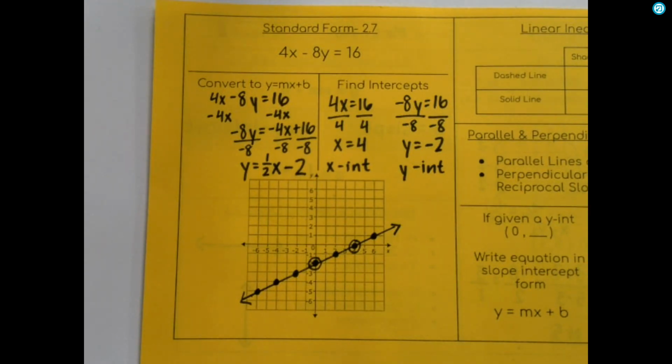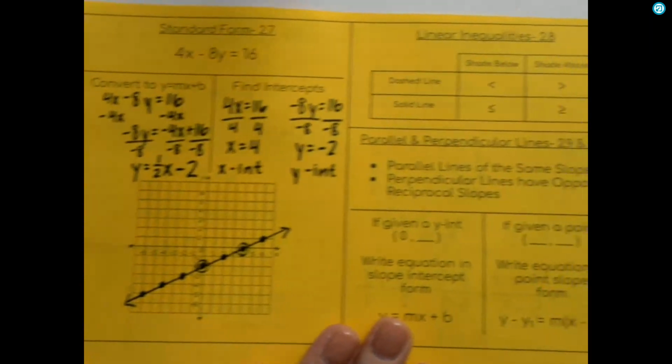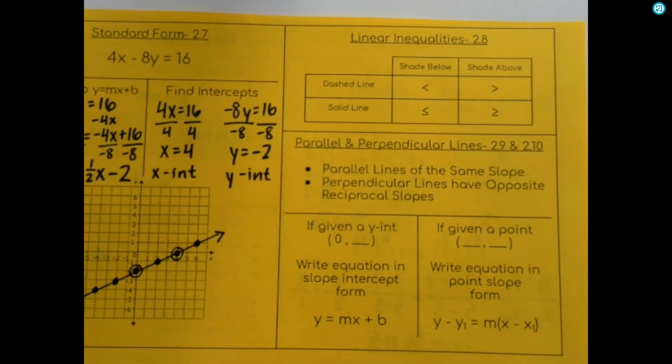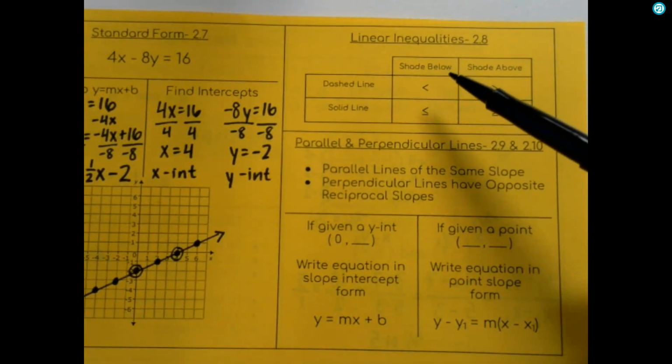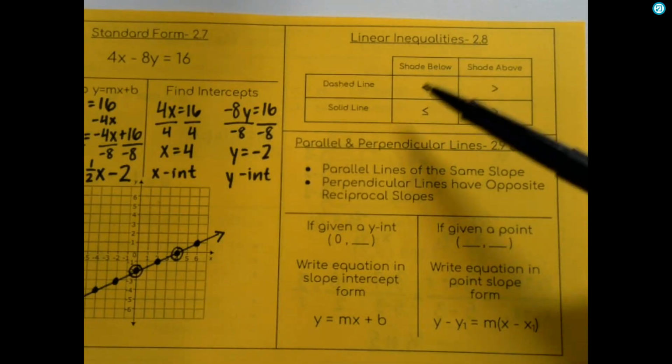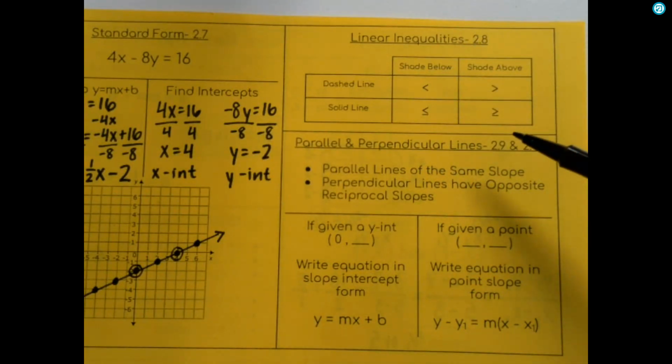All right, let's talk about the rest of this then. I don't think there's anything we need to write in on the rest of this. I think it's just information I gave you. So, linear inequalities, I gave you all your symbols. Less than, greater than, less than or equal to, greater than or equal to. So I gave you all 4 of your symbols in a little table. Same one from your notes. Literally copied and pasted it.